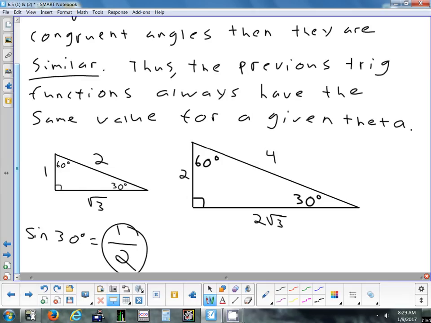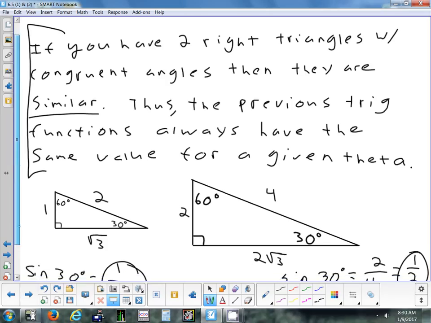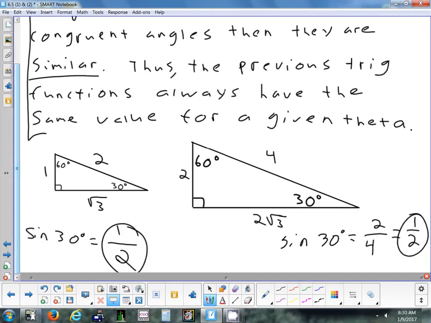And now let's look at the same triangle, just enlarged. What's the opposite side here? 2. And what's the hypotenuse? And what does that reduce to? 1/2. Okay, so the point is that the sine of 30 is the same in every single triangle, regardless of the size. That's what this is saying right here. So trig functions always have the same value for a given angle. Any questions on that?